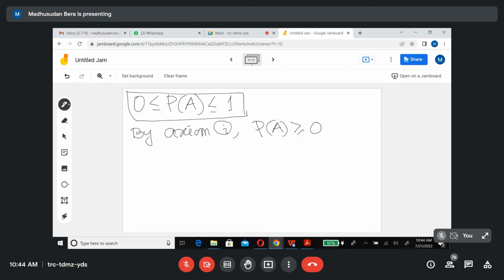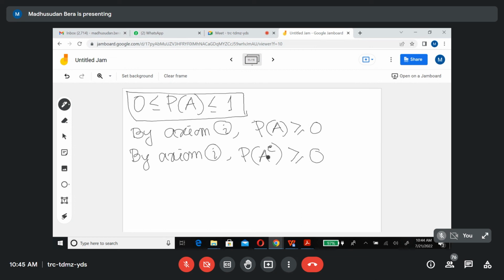See, we cannot use A as a subset of A that way, so P of A less than or equal to P of A cannot be applied. Only use whatever we have learned till now. For any event, probability is greater than or equal to 0. A complement is also an event, so by axiom 1, P of A complement is also greater than or equal to 0. This is true for any event.